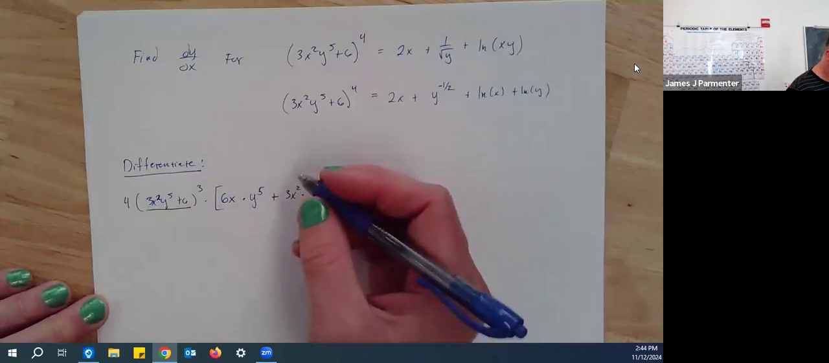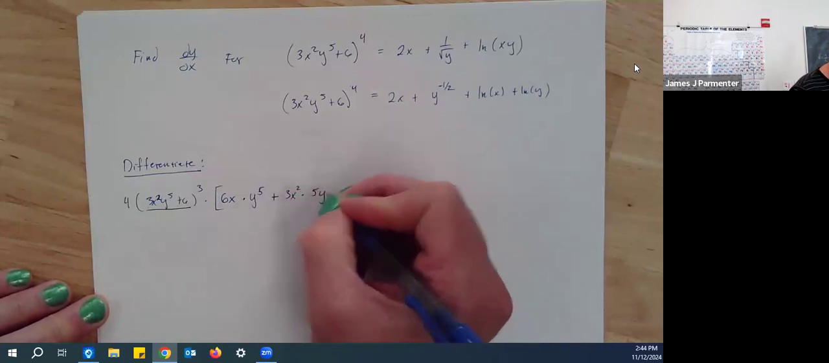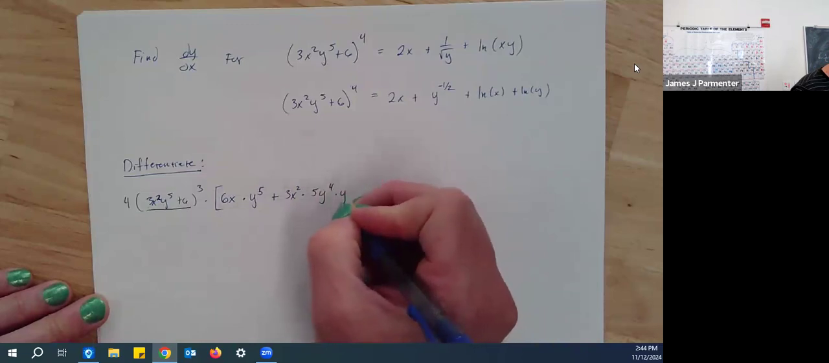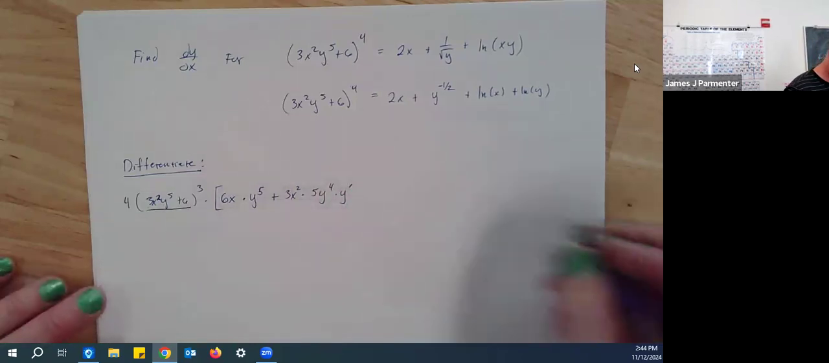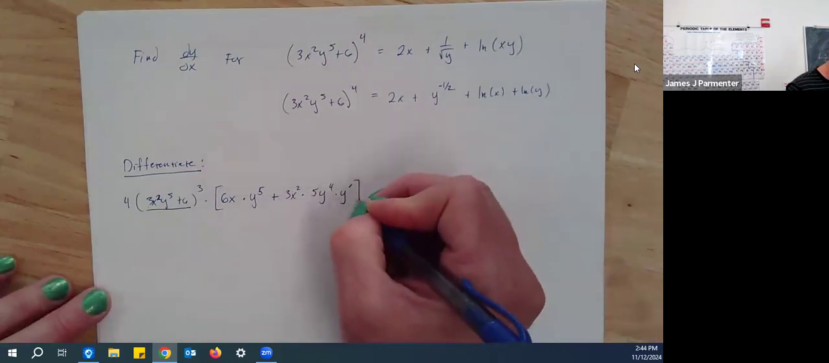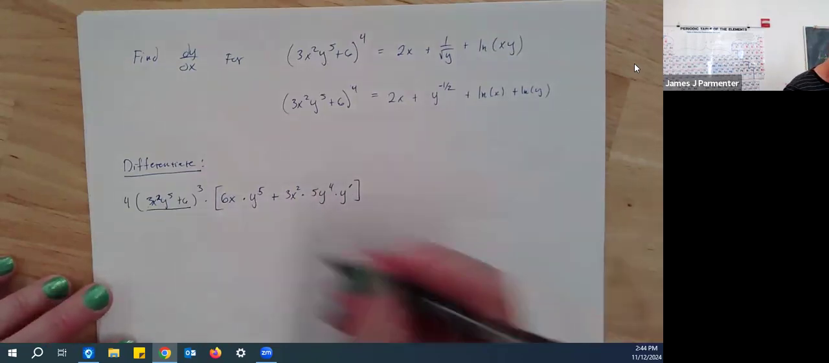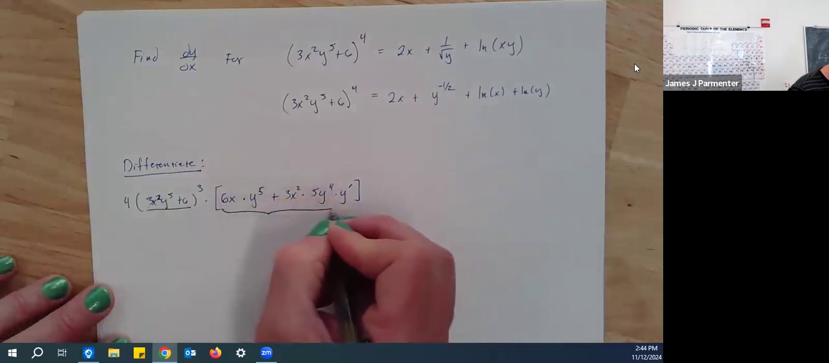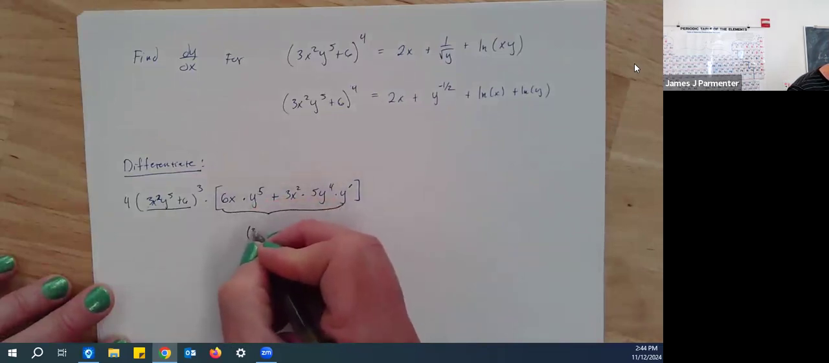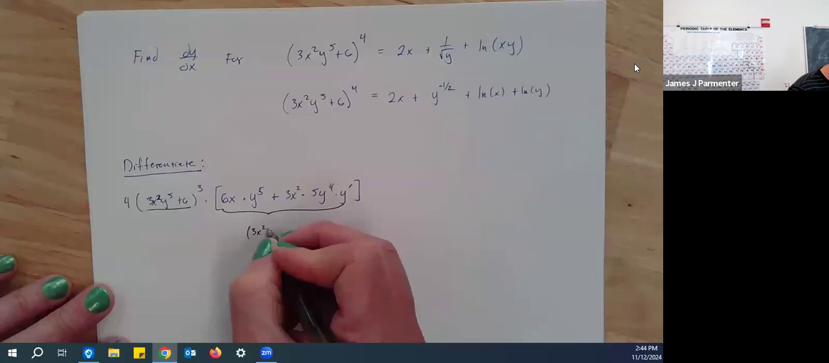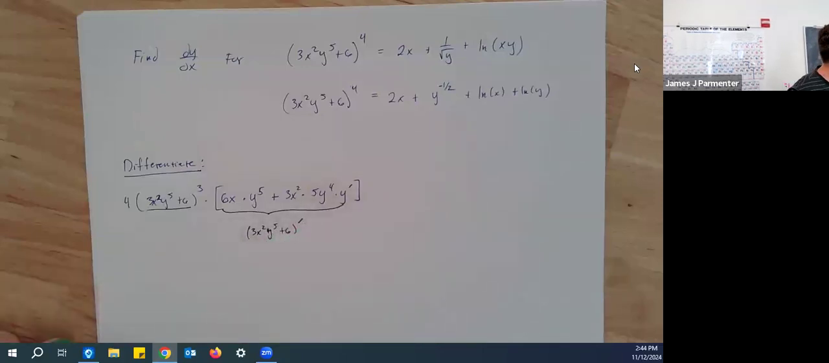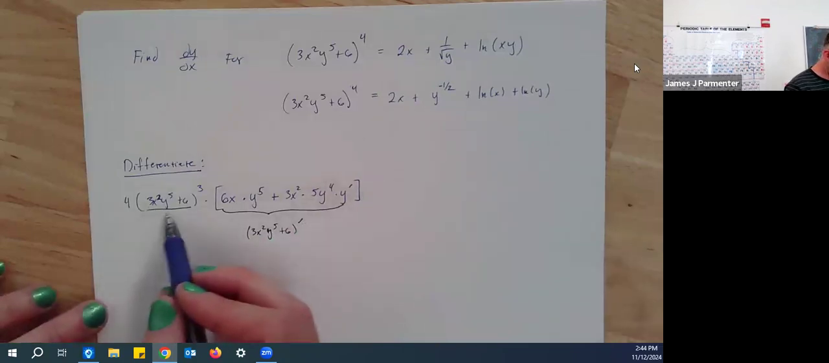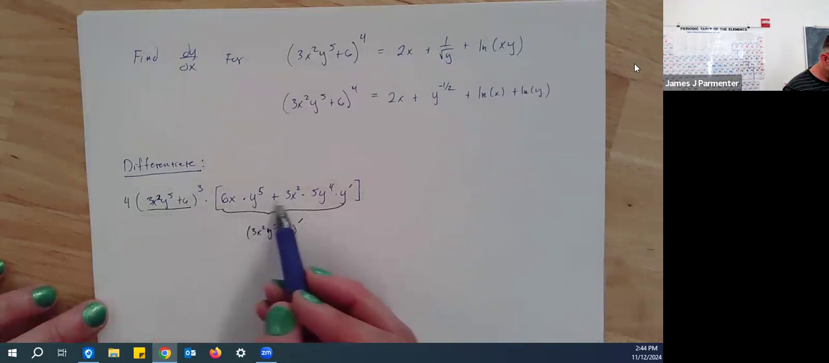And the derivative of some stuff to the 5th is 5 times our stuff to the 4th times the derivative of our stuff. And I wrote y prime, which is fine, instead of dy dx. So all of this here is the derivative of 3x squared y to the 5th plus 6. Four times our stuff cubed times the derivative of our stuff.